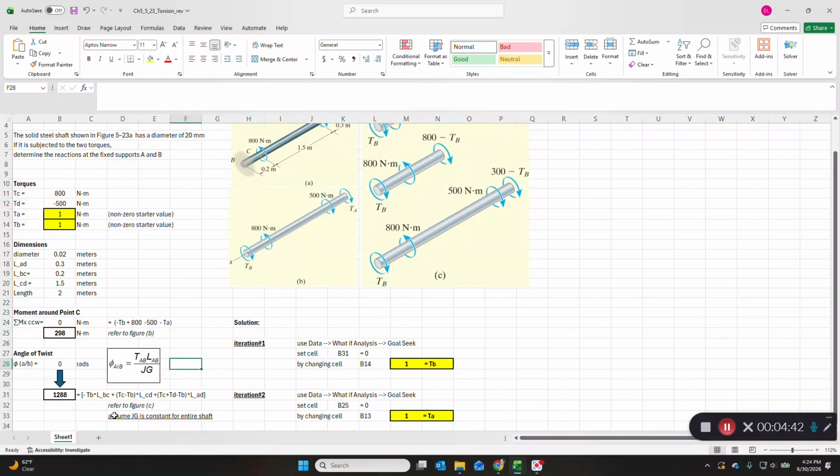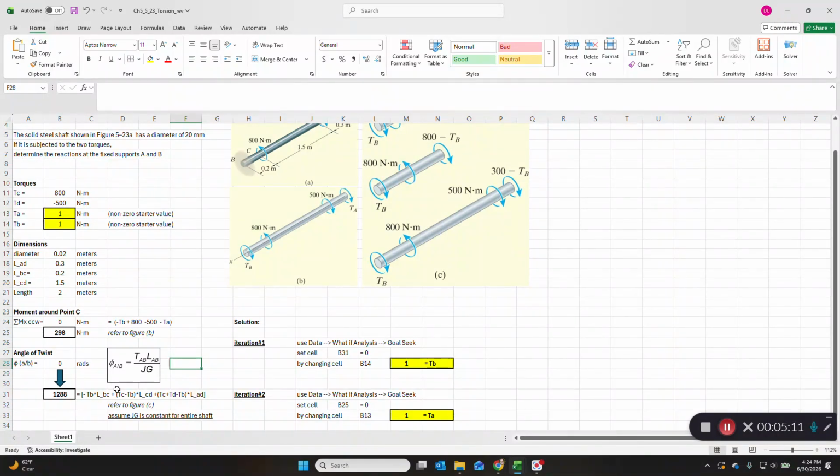So we're going to assume that JG is a constant for the entire shaft, so that could be just 1. If it's a constant, that would go away, and that's the easiest way to treat a constant, which is to just assign a value of 1 to it and keep the units, of course. And so J is the polar moment of inertia, and in this case, G is going to be the shear modulus, right? So that'll be 1 in the denominator. So it's basically just T_AB, L_AB.